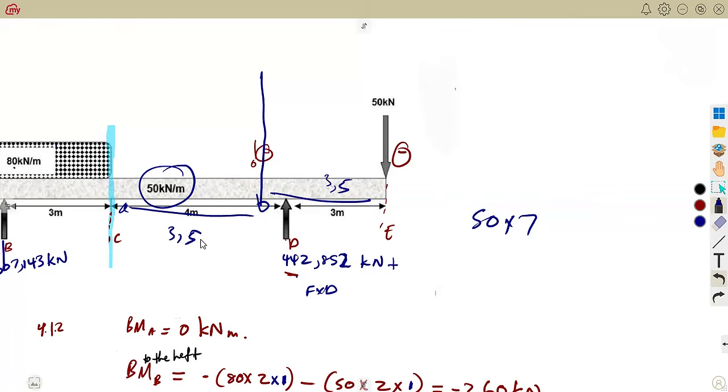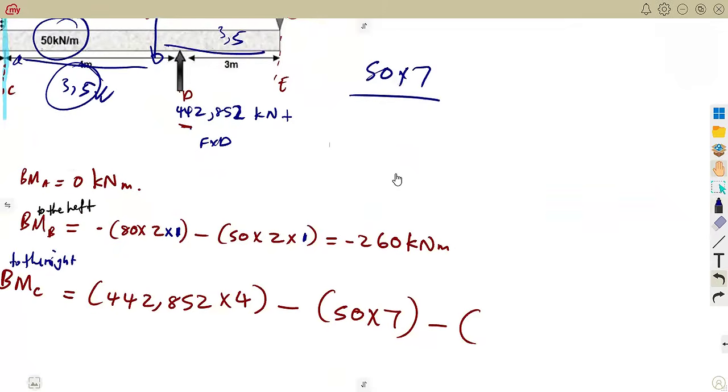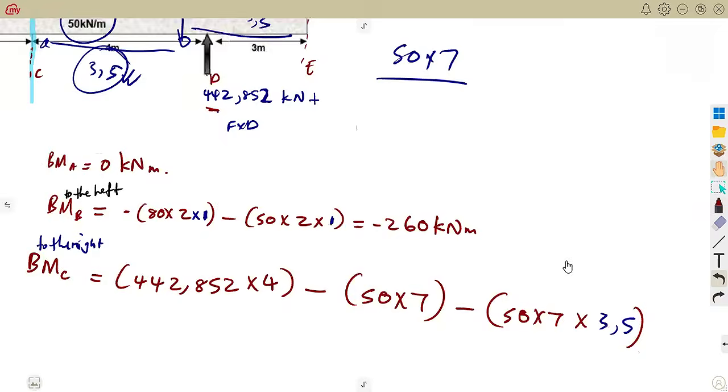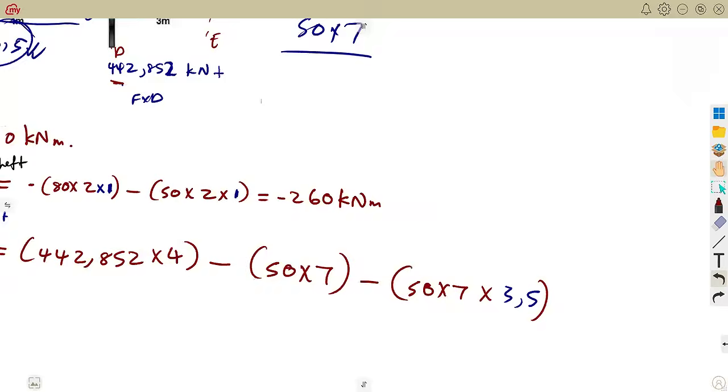To E. So as we need the distance back to E, which is what? 3,5. So that's 50 times 7 times 3,5, or we can just multiply 50 times 7, which is what? 350. So you can just write 350, or you can just write 50 times 7 times the 3,5 is the distance now that you take that when it is a point load back to what? Back to D. Remember, it will be separated into 2 equal parts. So that is it, guys. Just like that. You have the bending moment at what? At C.